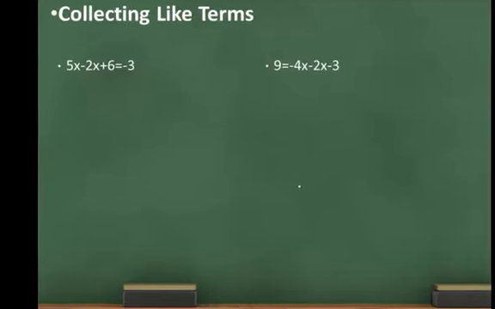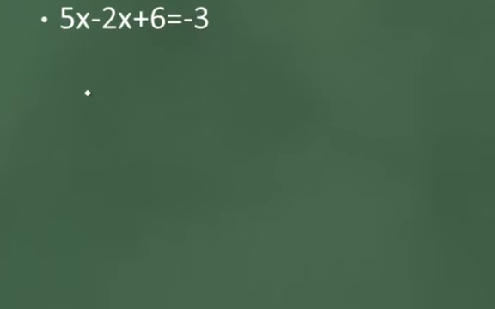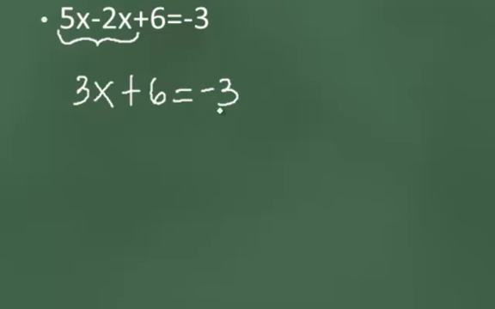The next case would be collecting like terms. So in this case, you have 5x minus 2x. These are both x's, so you can go ahead and put them together. 5x minus 2x is just 3x. And then you have the +6, because you didn't do anything with that, equals a -3.